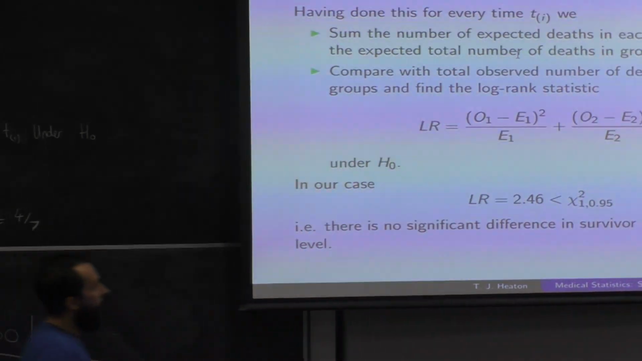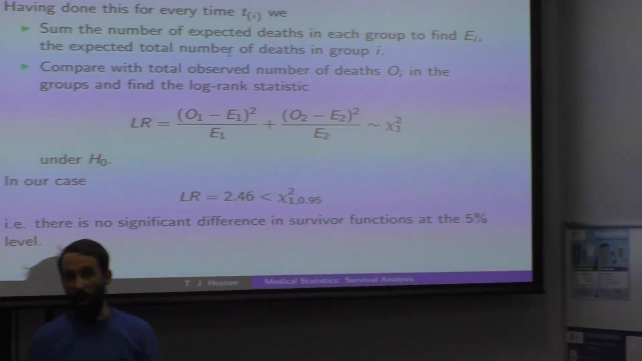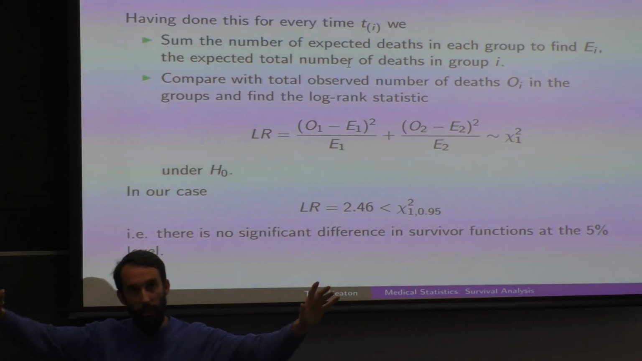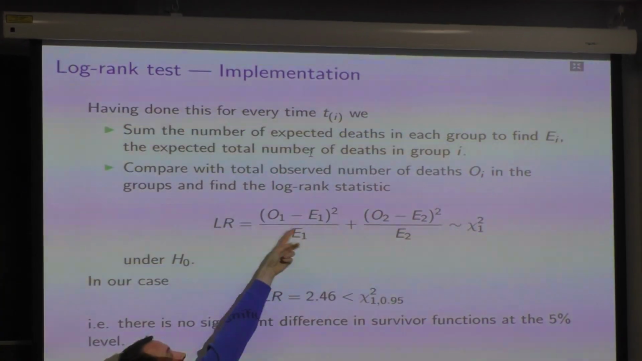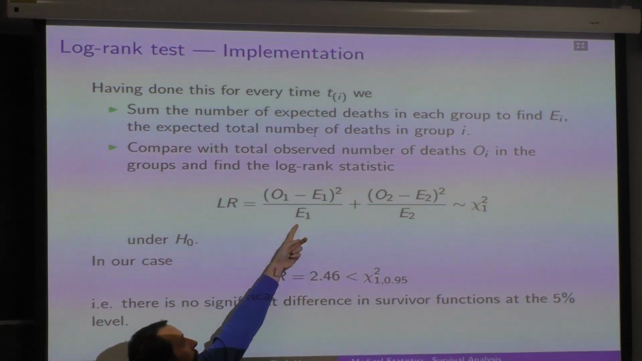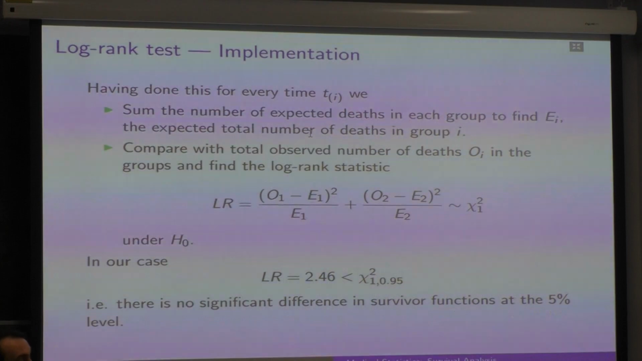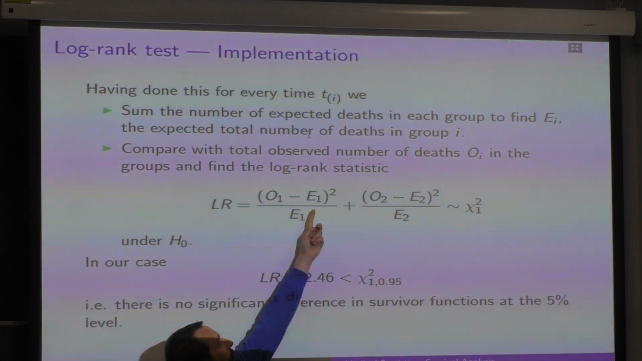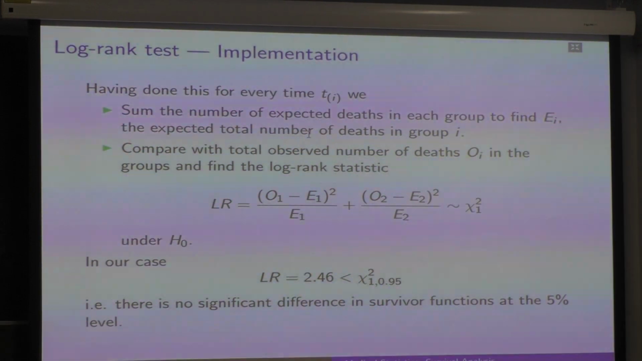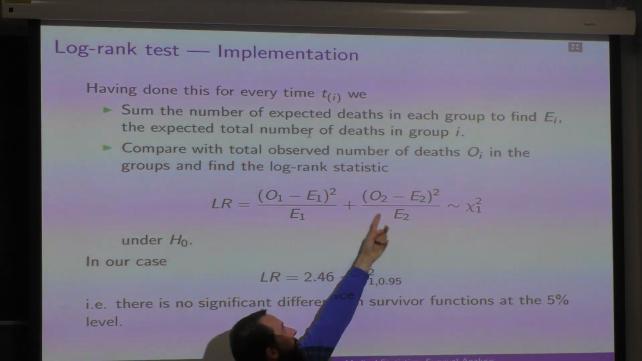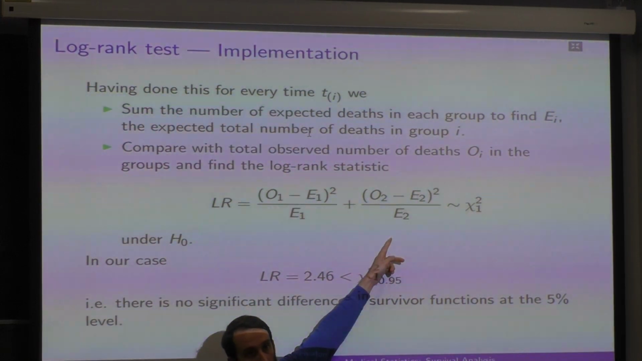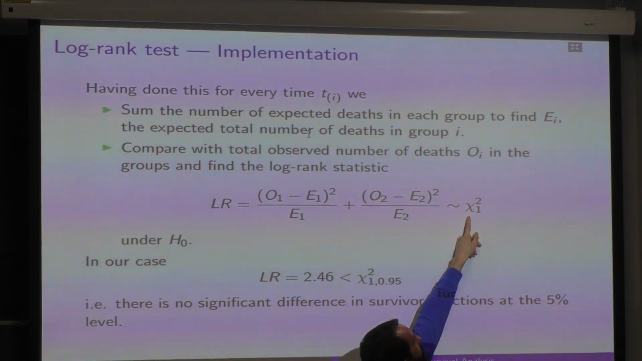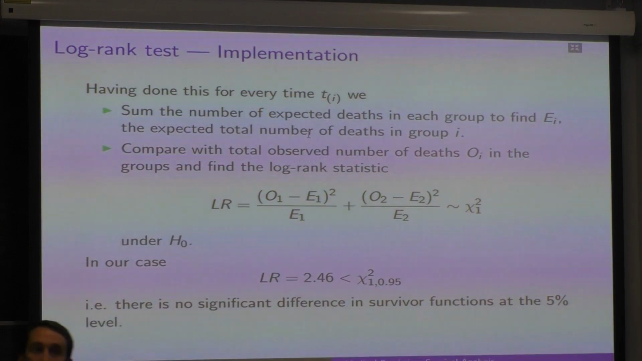Okay, and what we're going to do is basically use a chi-squared test. So you've seen chi-squared tests before. You work out observed numbers and expected numbers. You square the difference between kind of different boxes and you divide by the expected number. So we're going to do exactly the same here. So for group 1, we're going to look at the squared difference between what I observed and expected and divide it by the number expected. And then I'm going to add to it exactly the same for the second group. And then under my null hypothesis, this should approximately follow a chi-squared distribution with 1 degree of freedom.